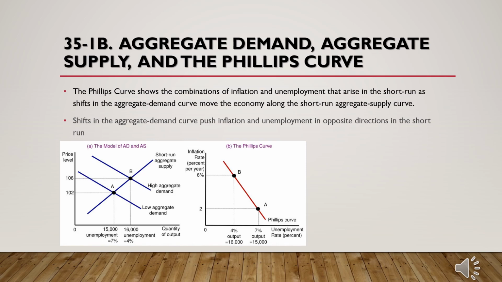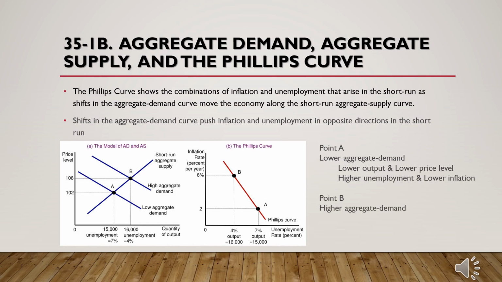The right side shows the implications for the Phillips curve. Point A, which arises when aggregate demand is low, has high unemployment, which is 7%, and low inflation of only 2%. At point B, which arises when aggregate demand is high, it has low unemployment of 4% and high inflation, which is 6%.